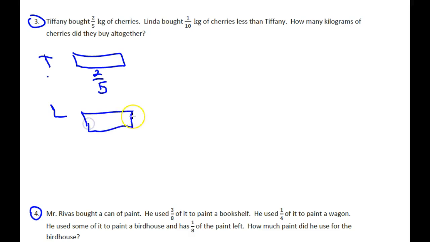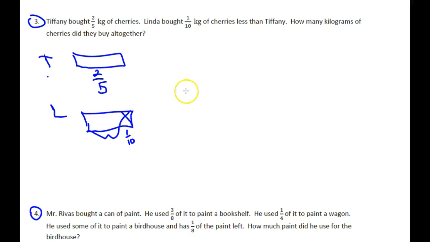And then Linda, she bought cherries, and it was a similar amount, right? Except that hers was 1/10 less. So we need to figure out how much this was right here. So if these are the same amounts overall, this big square, the same amount, we know it's 2/5 in her case, and it's 1/10 less in this case.